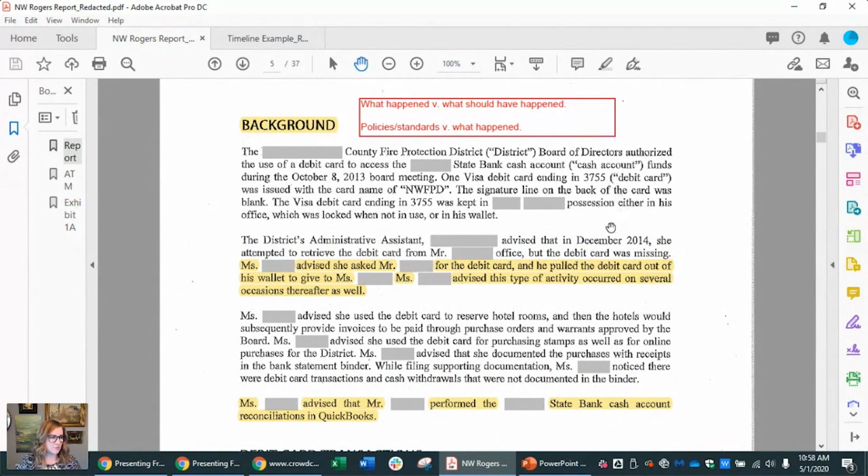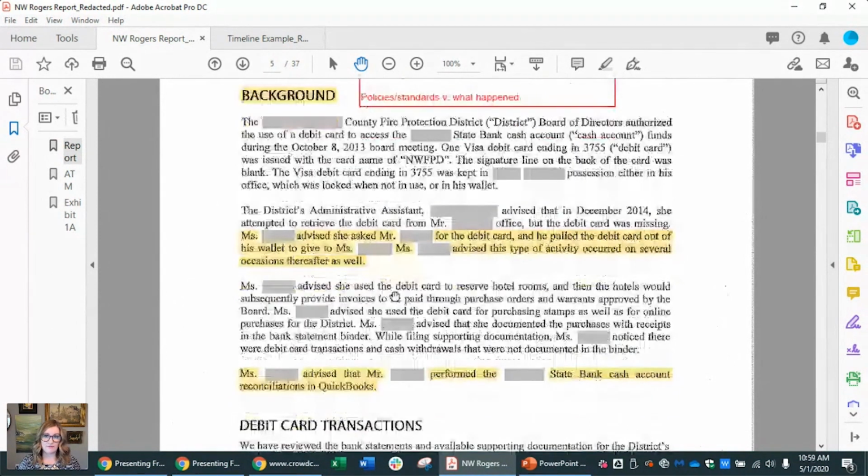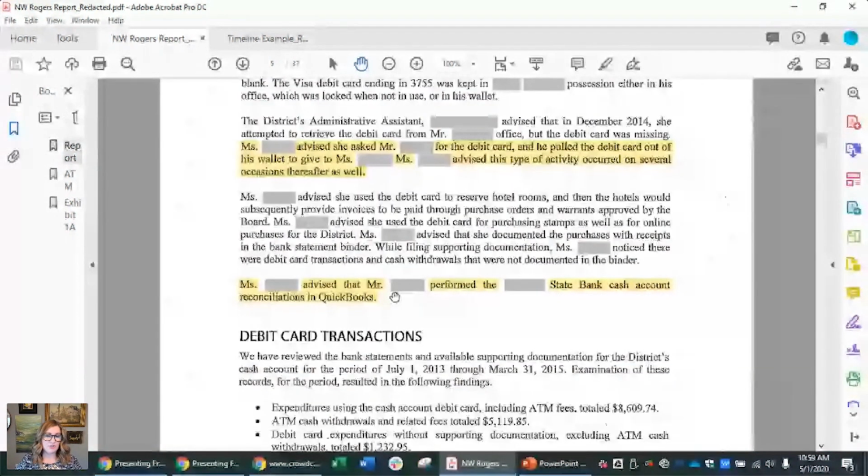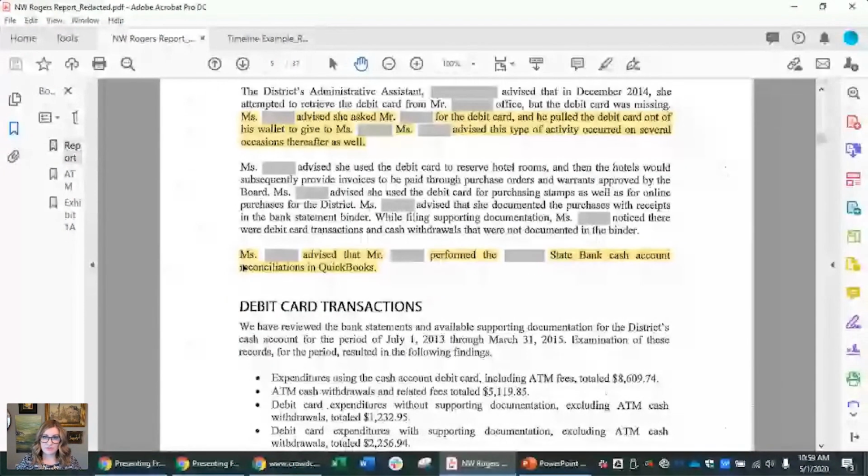We've changed things up just a little bit about how we do these reports, but we usually start out our reports with some sort of background, and this is where we're going to communicate what happened, what should have happened, what are the policies or standards. This individual, she asked the subject for the debit card, and he pulled the debit card out of his wallet. This was a case where this fire chief was using the fire department's debit card for personal expenses. And then she also advised that fire chief was the only one that accessed QuickBooks. So we like to put those things, what happened, what should have happened, some of that intent piece in there.